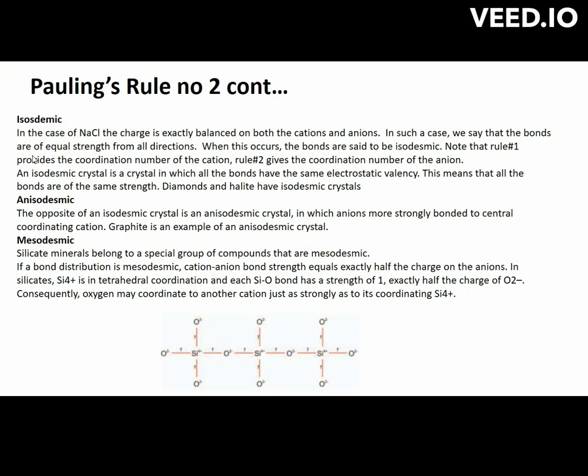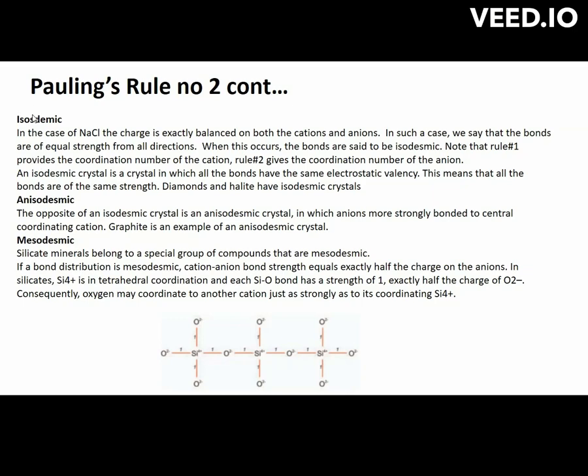In simple terms, isodesmic crystals are those crystals in which all the bonds have got the same electrostatic valency. And electrostatic valency, we know that it's about the bond strength. It's where you take the valence of that cation divided by its coordination number. We get the electrostatic valency, or what we call the bond strength.